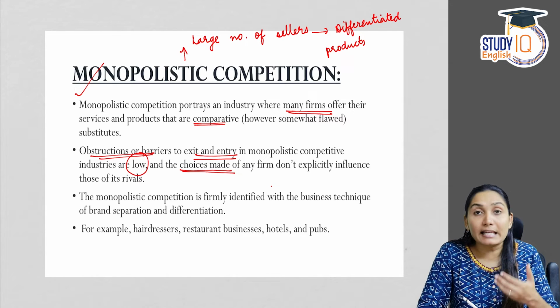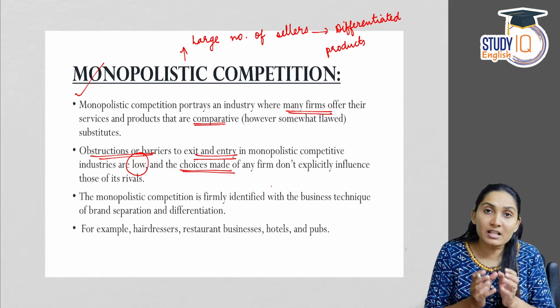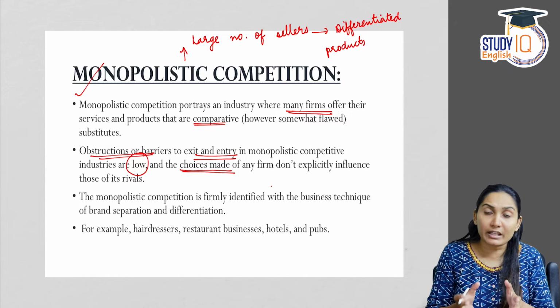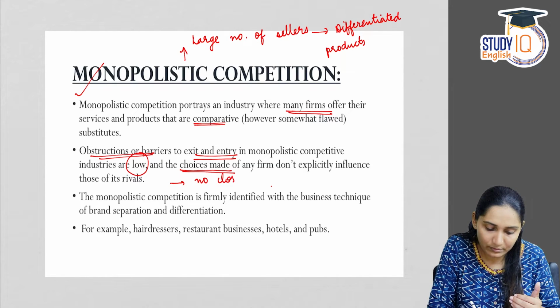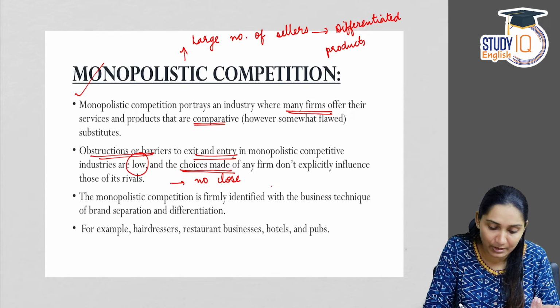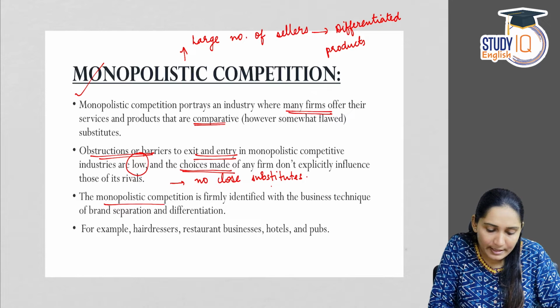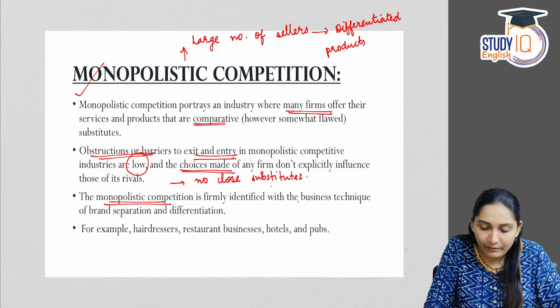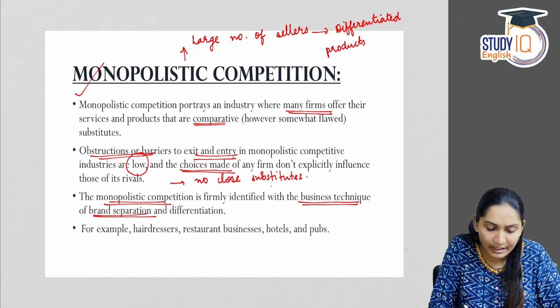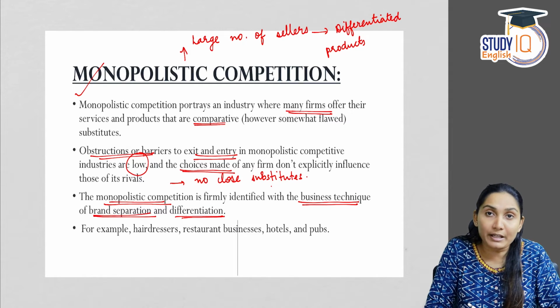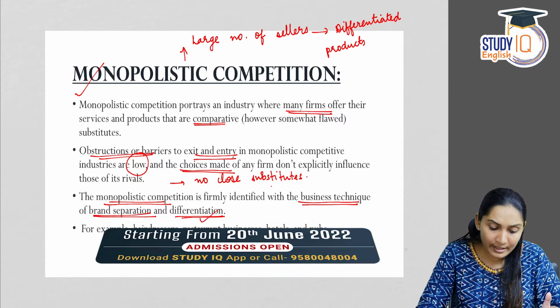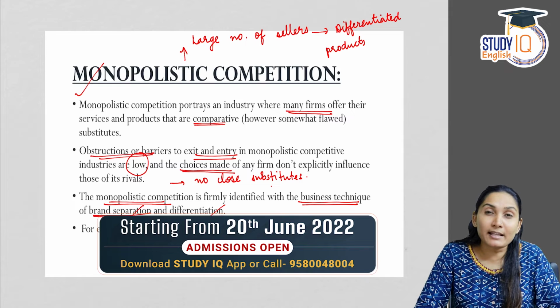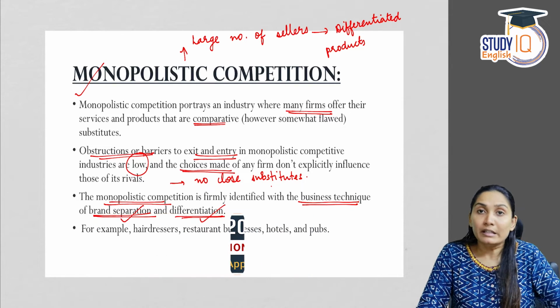Why? Because each seller sells differentiated products, or there is some kind of identity for each product. That is, no products are close substitutes. Even though they are substitutes, not close substitutes. The monopolistic competition is firmly identified with the business technique of brand separation and differentiation. That's what we said. See, this competition of monopolistic, it is identified by the features of differentiation and brand separation. That is, the pricing is based on the brand and also based on differentiation.